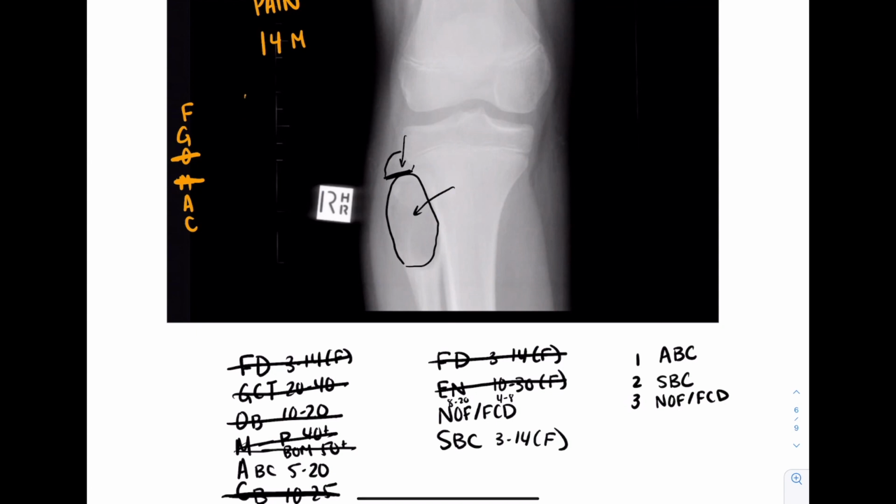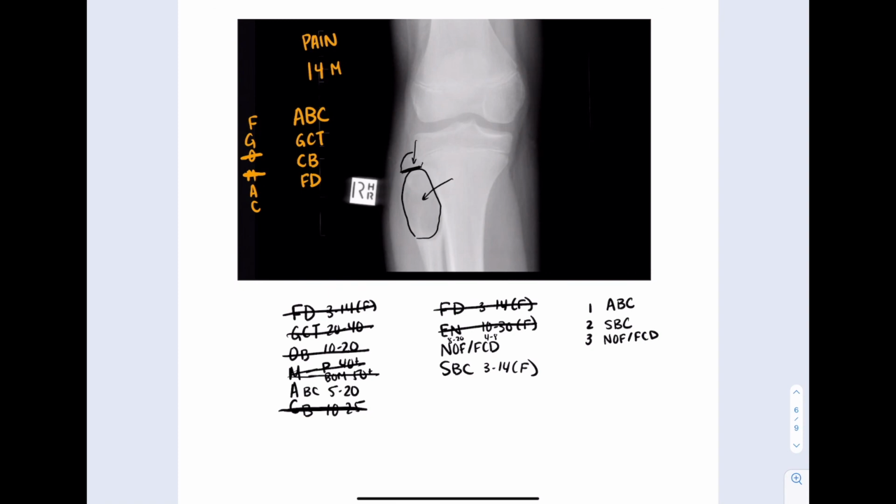Now what would my order be? Well, I'm still putting ABC first. Then I would put a GCT next, just because it's in the metaphysis and it looks like it's going towards the end. What we'd really see is if that physis disappears once they're fully mature, and it goes towards the subarticular region, then I'm thinking GCT. Then I'd put chondroblastoma, and then fibrous dysplasia. So adding that pain really changes things a little bit, but my primary is still the same one. What is it most likely? It's most likely an ABC.